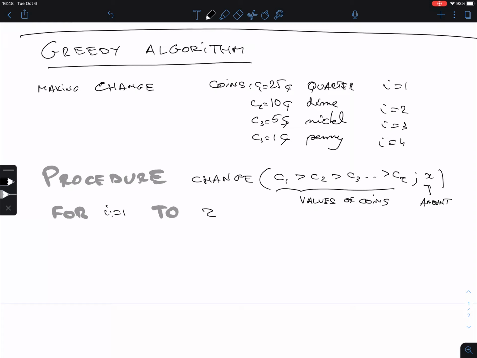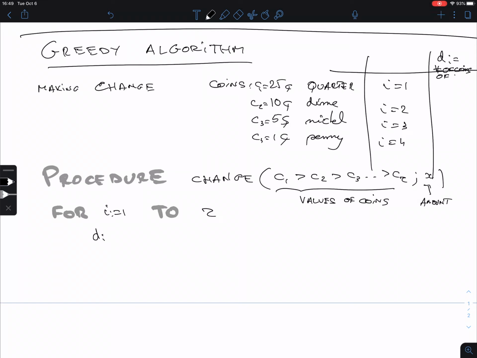The only thing I need to take into account is that I have to register how many times I use each coin. So how many times am I going to use C1? Well, before I start, I don't know. Perhaps the amount is too small and I can never use it. So the default value, D1 or Di, so the Dis, is going to be the number of coins of type Ci.